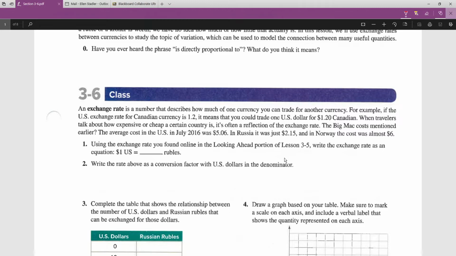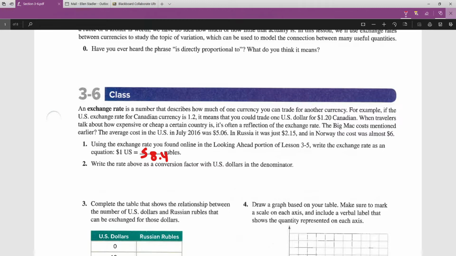Number 1 says, using the exchange rate you found earlier, we're actually going to use the one that goes along with the answer key. The exchange rate we're going to use through this lesson is that $1 US is equal to 58.4 rubles. Number 2 asks us to write that as a conversion factor with US dollars in the denominator.